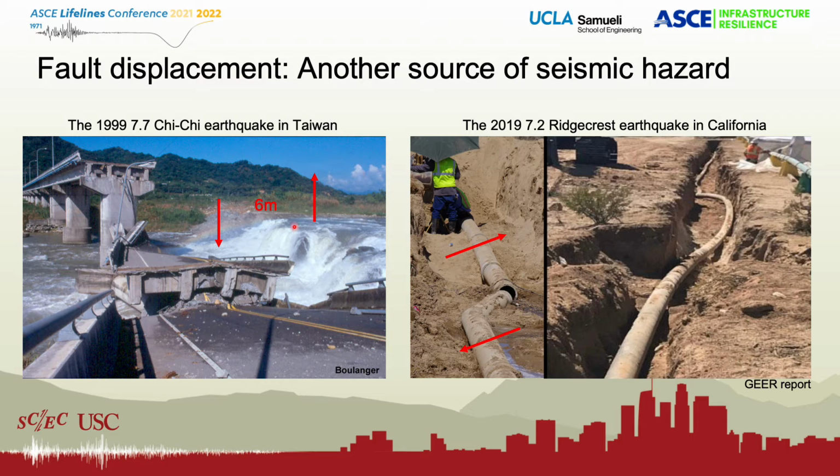In the left panel of the 1999 Chichi earthquake, the waterfall in the river channel resulted from about 6 meters of fault offset in the bedrock. The fault cut across the bridge, and caused the collapse of the decks. On the right side, the 2019 Ridgecrest earthquake particularly damaged the lifelines, in here, water and gas pipes.